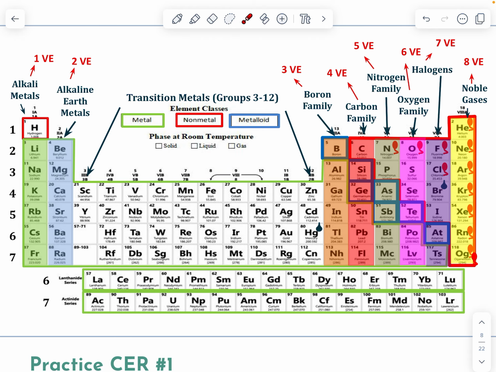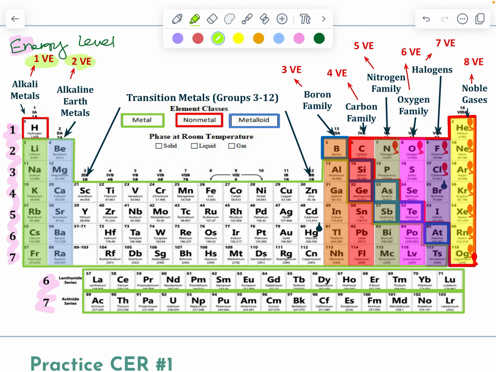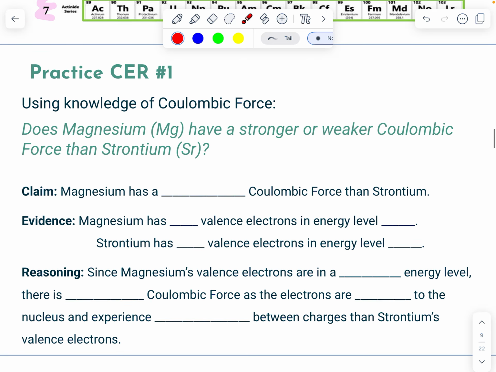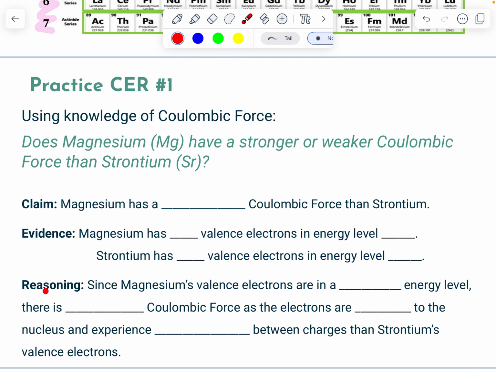So here's a periodic table. On your periodic table that you labeled, you should have labeled the energy levels. And so these energy levels are what we're going to use to talk about what energy level the valence electrons are in. We also should have labeled our valence electrons across the top. And notice it only goes up to 8 valence electrons because that's where most of our atoms are most stable.